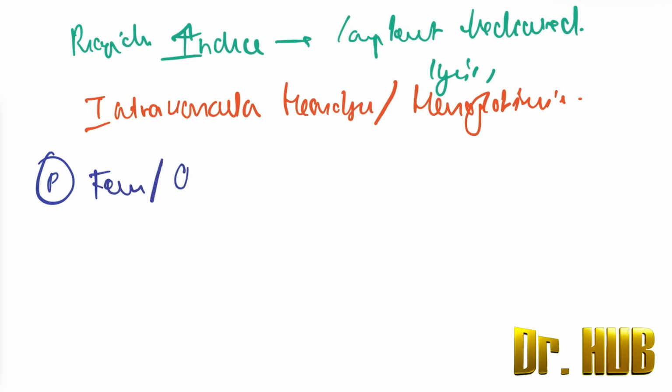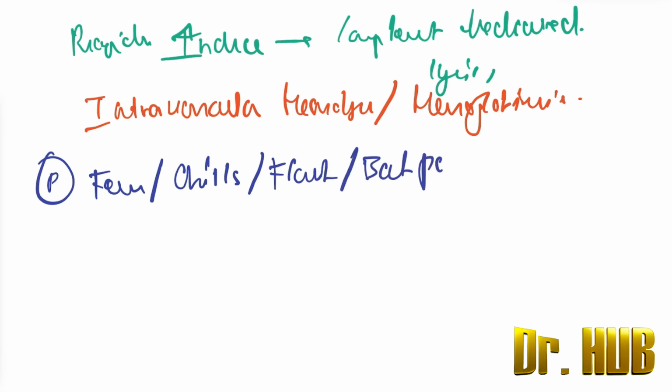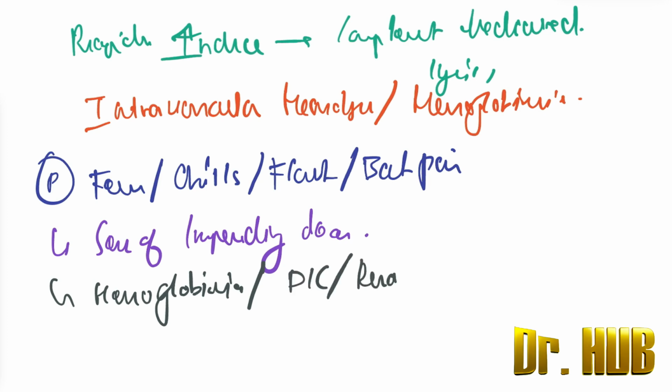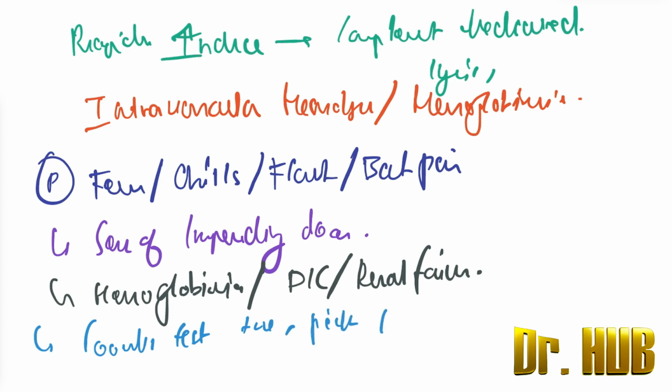Now let's look at the presentation of the acute hemolytic transfusion reaction. There can be fever, chills, and flank and back pain. The other features include a sense of impending doom, hemoglobinuria, DIC, as well as renal failure. The Coombs test is positive and there is pink plasma.